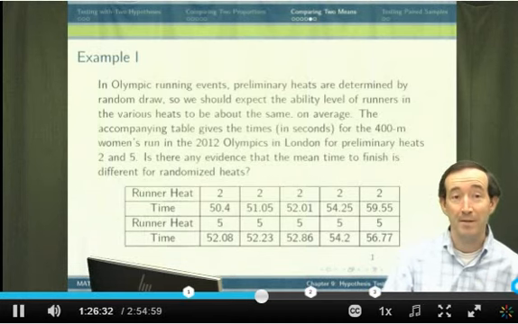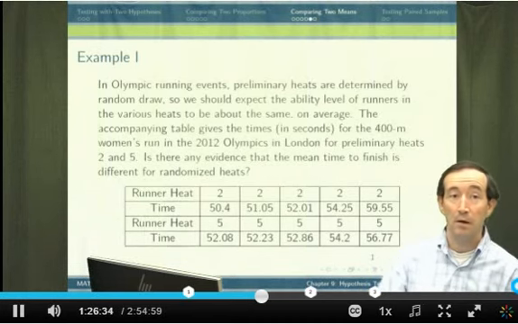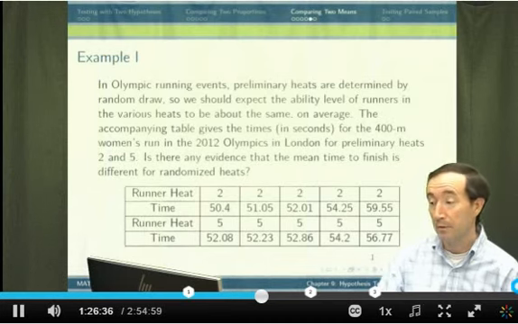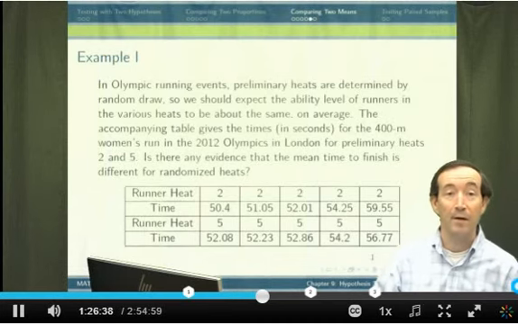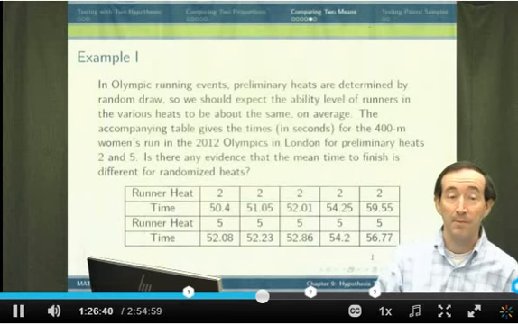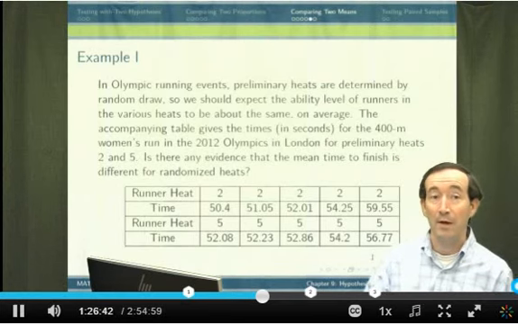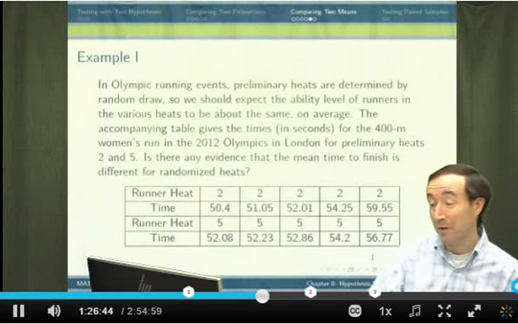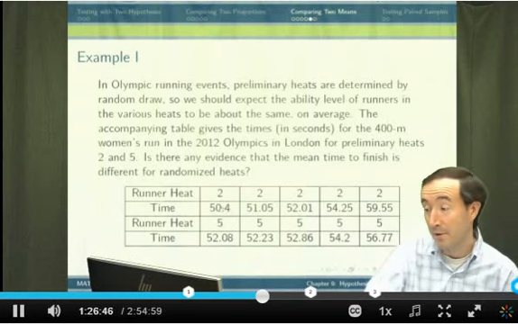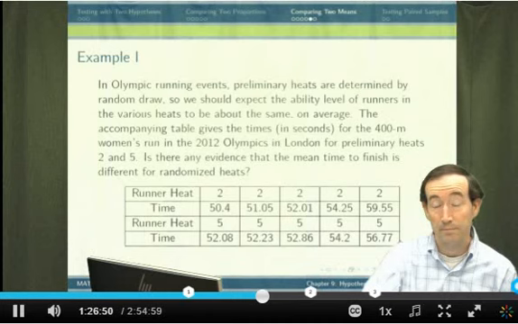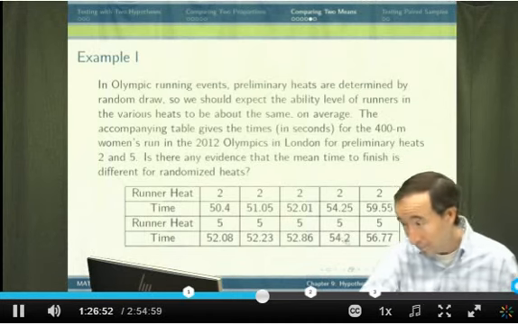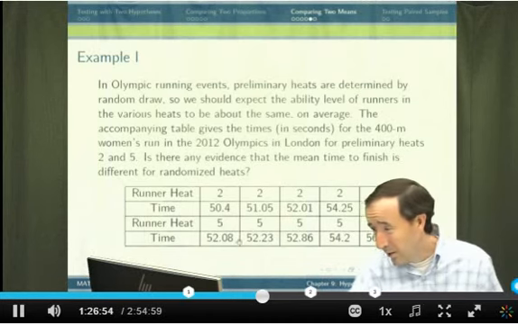I do not have access to the average across the population of Olympic runners, nor do I have access to the population standard deviation. So I'm going to have to use the t-distribution, and what I will do is compute the sample standard deviation for this first group and the sample standard deviation for the second group. All right. Well, let's see what we can do here.